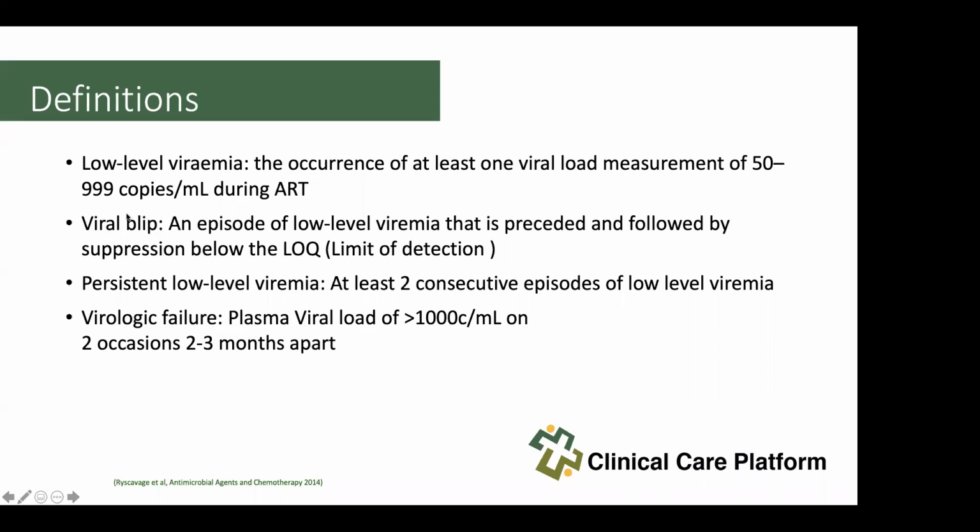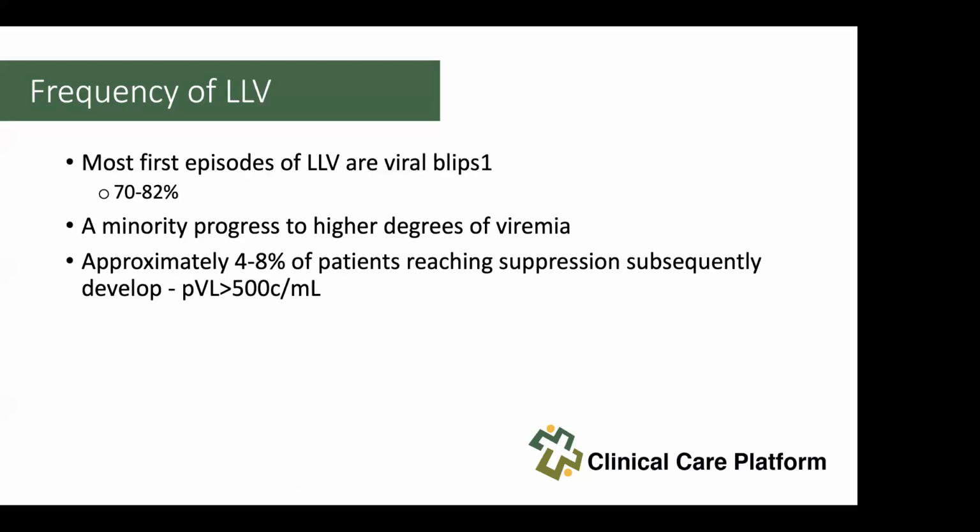Then there's a viral blip. When you say it's a viral blip, it means a patient had a high viral load which later became suppressed, so this high viral load was not sustained over a long period of time. Then we have persistent low-level viremia, which means we have two consecutive episodes: a viral load between 50 and 1,000 that was detected more than once over time. And virological failure in the South African context means a viral load of more than 1,000 copies on two occasions, taken 2 to 3 months apart with intensive adherence support between the two viral loads. These are the key definitions we will use for today.